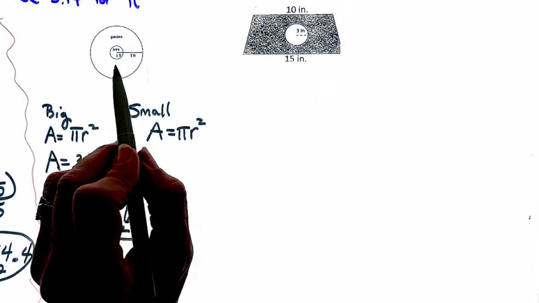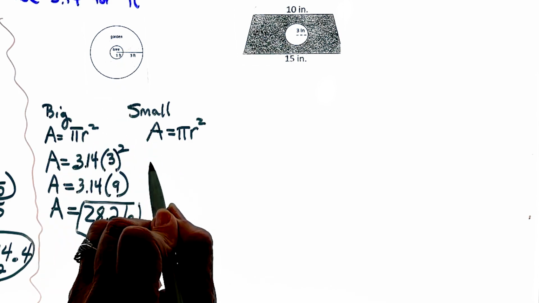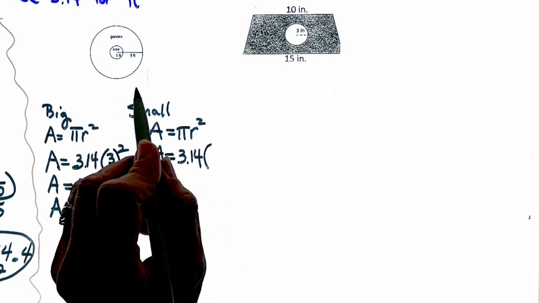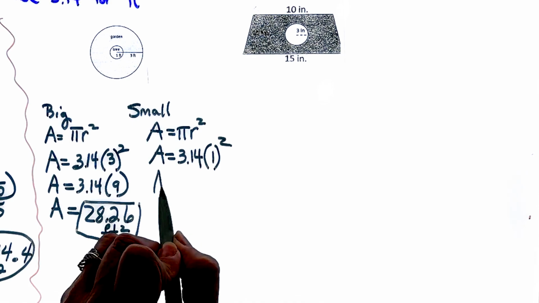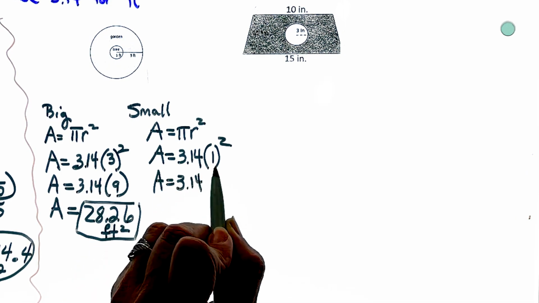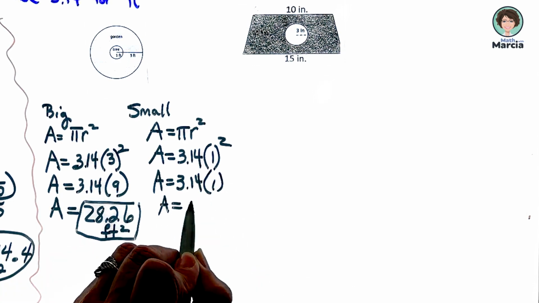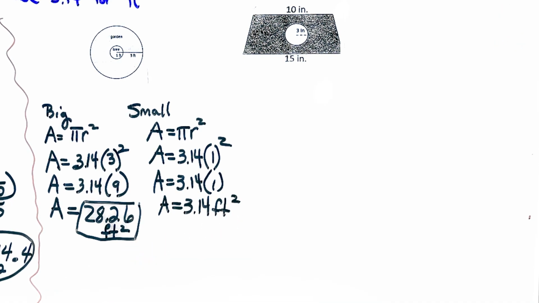Now we're going to have to subtract away the area of the little tree that's there. So area is equal to, I'm putting 3.14 for pi. The radius is 1, and I'm squaring it. And so now the area is equal to 3.14 times 1 squared, which is actually 1. So the area of the small tree is 3.14 feet squared.